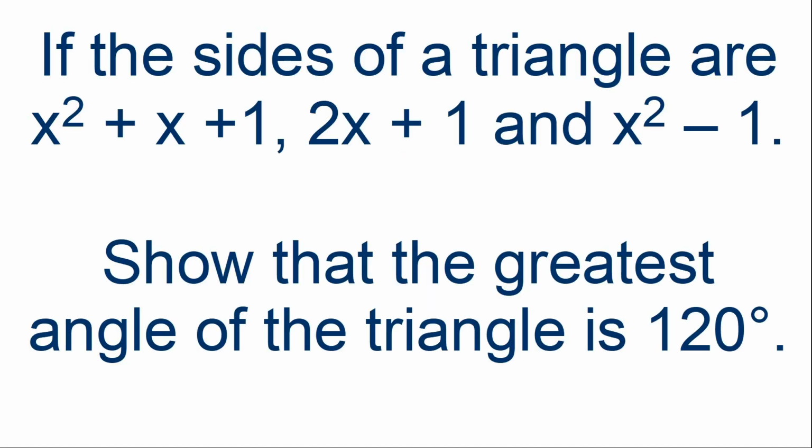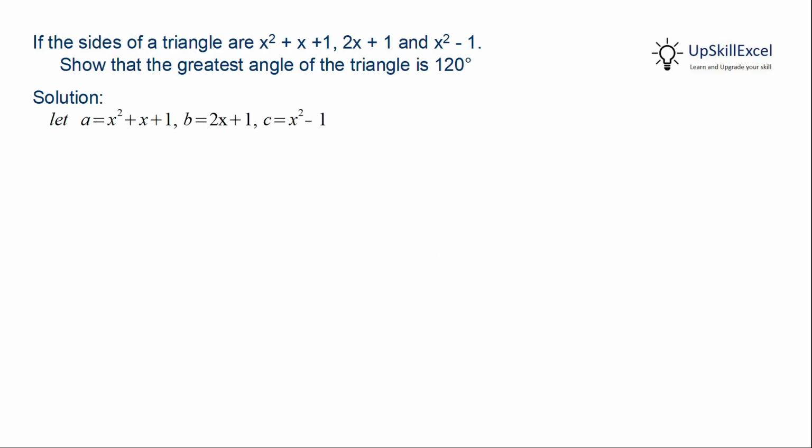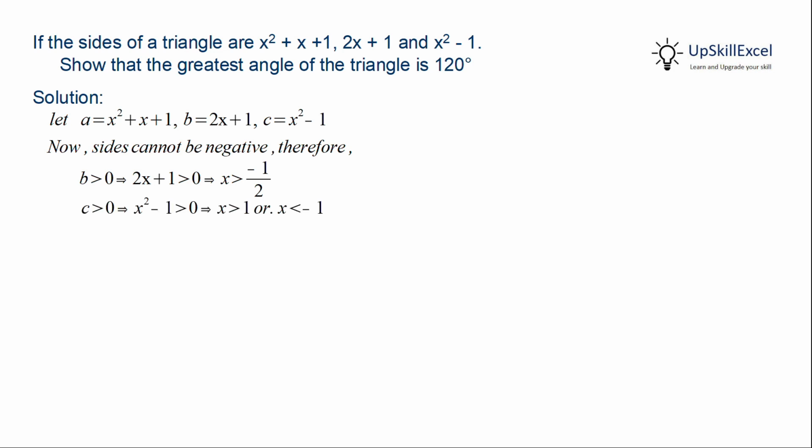If the sides of a triangle are x square plus x plus 1, 2x plus 1 and x square minus 1, show that the greatest angle of the triangle is 120 degrees. So let a is equal to x square plus x plus 1, b is equal to 2x plus 1 and c is equal to x square minus 1. Now we know that sides cannot be negative, that is b has to be greater than 0, which implies that x is greater than minus 1 by 2. Similarly, we can show that c is greater than 0, implies that x is greater than 1 or x is less than minus 1. We can eliminate x less than minus 1 because it contradicts with b greater than 0. Therefore, x has to be greater than 1.